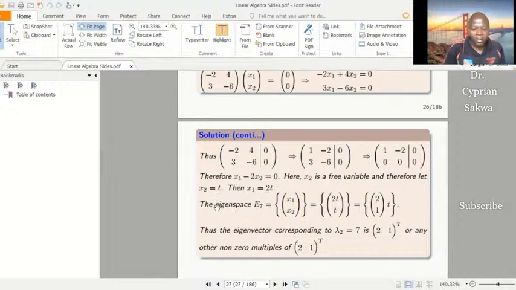The question wants us to get the eigenspace corresponding to the eigenvalue. So it is the set of all the eigenvectors, and we call that eigenvector x1, x2. We found that the value of x1 would be 2t, and the value of x2 would be t, or we can factor t out and have this. So this is the eigenspace. What about the eigenvector? Eigenvector could be this, 2, 1, or any other multiple of that.